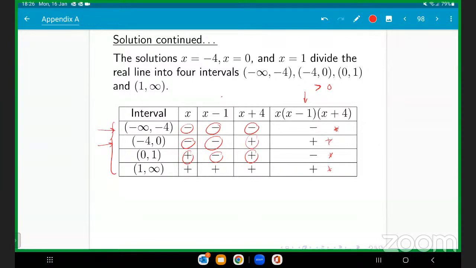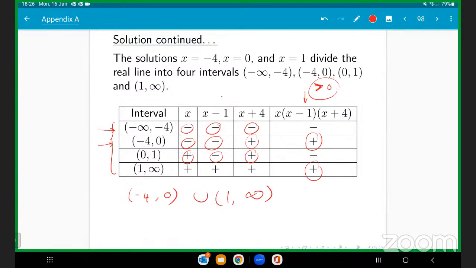And then to solve the inequality, we read off this table where the expression is positive, because the initial question was for when this expression is positive. We see that it is positive on 2 pieces of the real line, or 2 intervals. So from -4 to 0, and or on 1 to infinity.